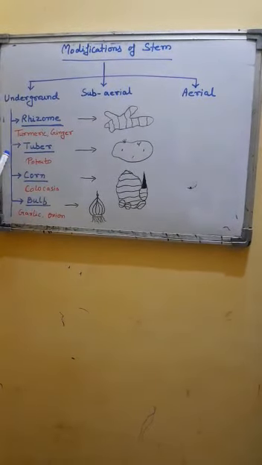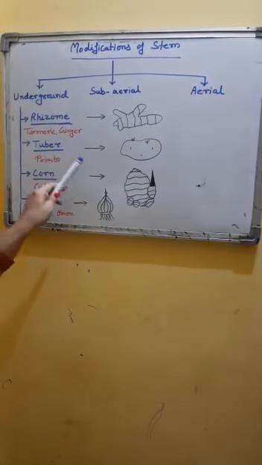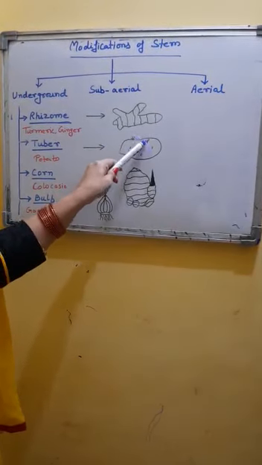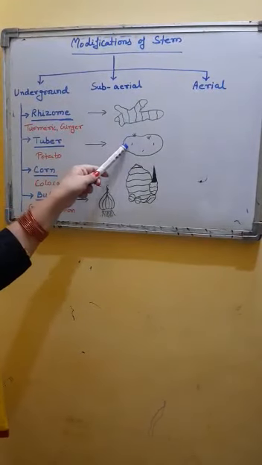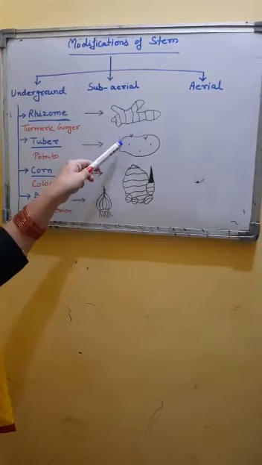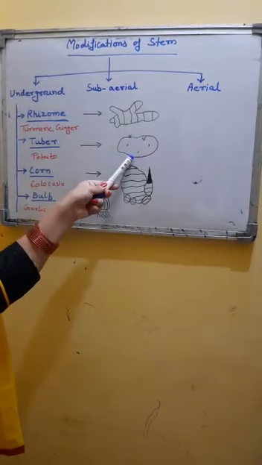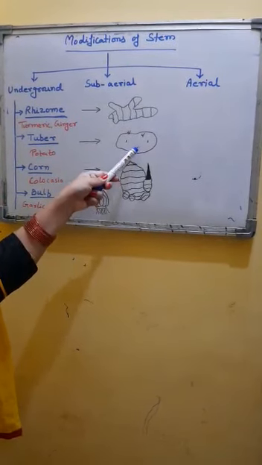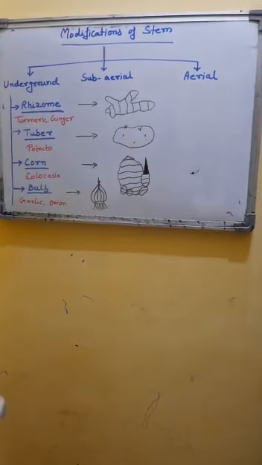The second type is called tuber. In this type, the stem becomes swollen. The tuber shows some depressions in the form of nodes. You can see over here the almost oval, circular or spherical structure shows depressions at places, and these are the nodes. These nodes bear scale leaves and buds sometimes. A good example is potato.